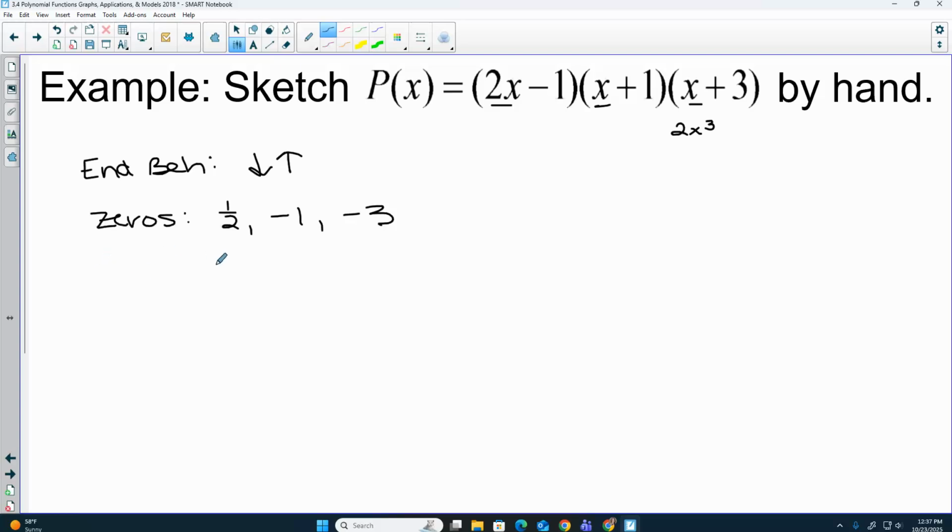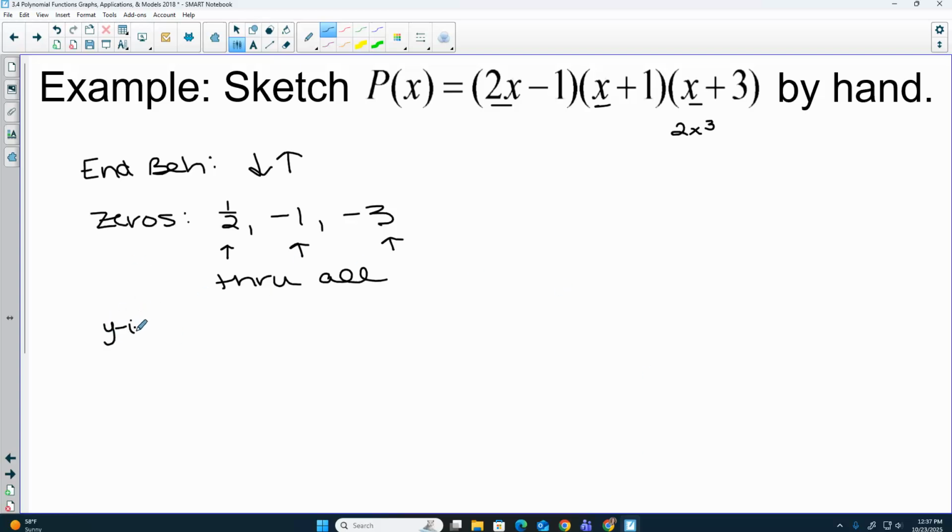Then I want to know if the graph will bounce or go through at each of these. If your multiplicity is odd, the graph will go through. If it's even, it will bounce. All of these just have a multiplicity of 1, so what would happen? It goes through all of them. A lot of times I'll just write underneath and draw an arrow, or if they're all the same thing, you can just tell me it goes through all of those.